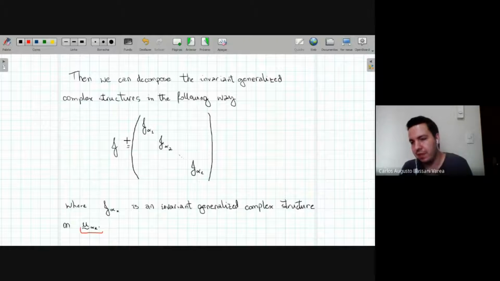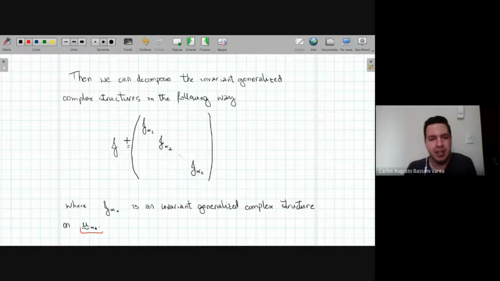So what we have, we start studying structures on the tangent bundle plus the cotangent bundle. By invariance, we reduce this to the tangent space at the origin plus the cotangent space at the origin. And now we are reducing our problem to study each of these blocks J alpha case, which is an invariant generalized complex structure on the space U alpha.